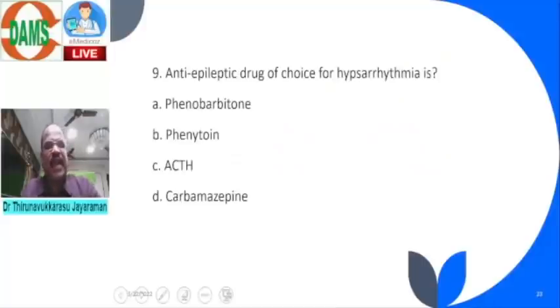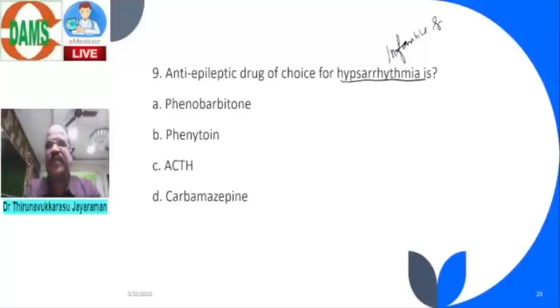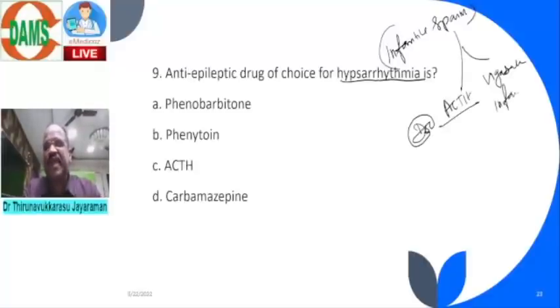Next, the anti-epileptic of choice for hypsarrhythmia. Come on, before looking at the options, you should know what hypsarrhythmia is. If you know this, it's simple. Hypsarrhythmia is also called infantile spasm. Now the answer is simple. Whenever we say infantile spasm, only two main drugs come to mind: one is ACTH, and one more is vigabatrin. For a simple infantile spasm, the drug of choice is ACTH, whereas for infantile spasm with tuberous sclerosis, the drug of choice is vigabatrin.